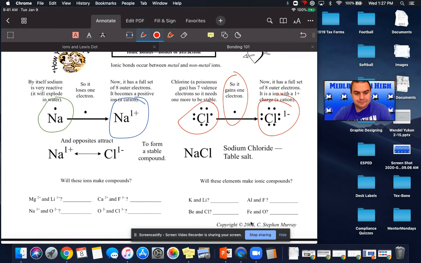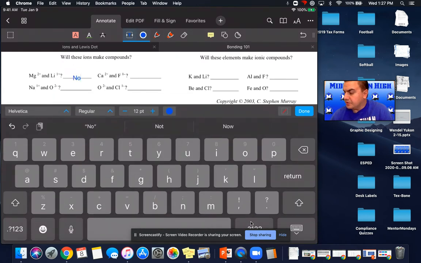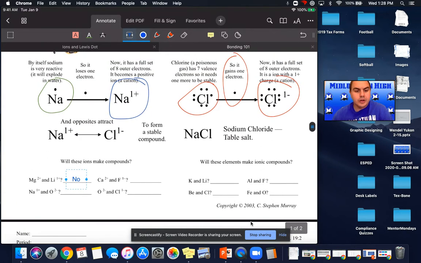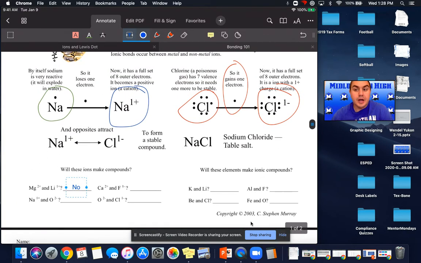So when we look at which of these ions make compounds, we're trying to specifically talk about making ionic compounds. So they have to be of separate charges. So we look at the first one here, Mg +2 and Li +1. Well, they're both positives. They can't attract each other. So your answer here will end up being no. So if you see 2 positives on your assignment today, they do not make an ionic bond.